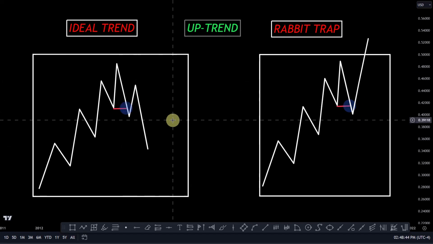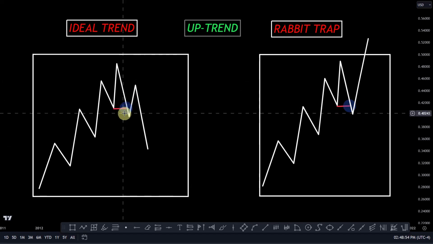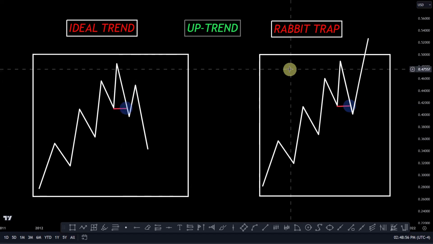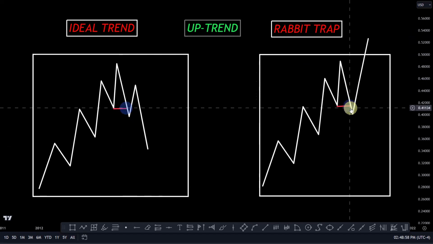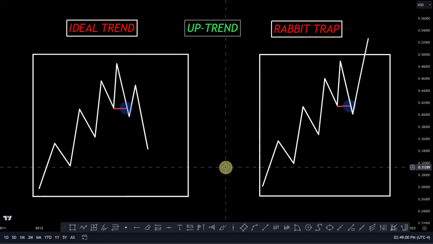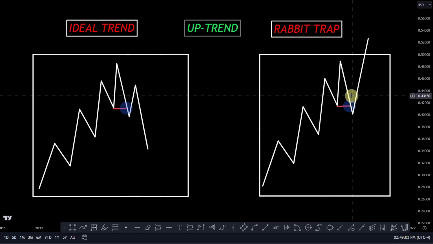So how can we predict both of these moves? I will discuss that in my next video, like how we can predict that based on multiple confluences that I use to understand: is this really going to be an ideal trend reversal or is this going to be a rabbit trap? Because in both cases, the scenario is the same.